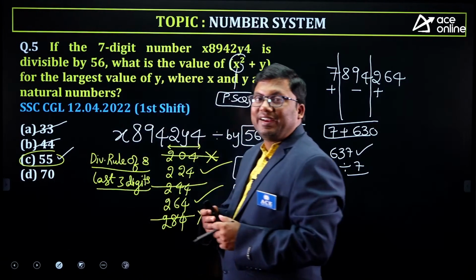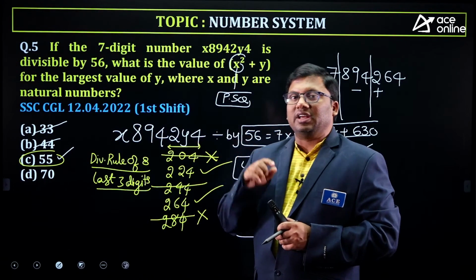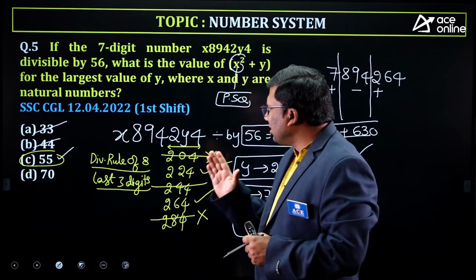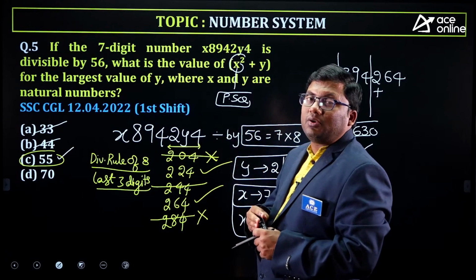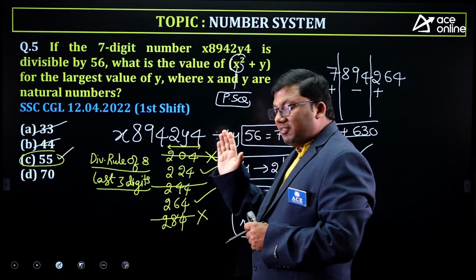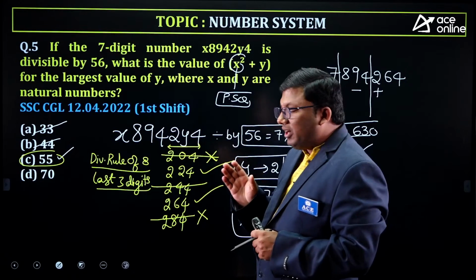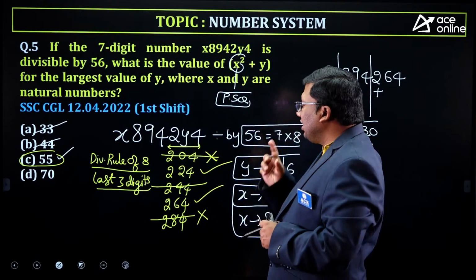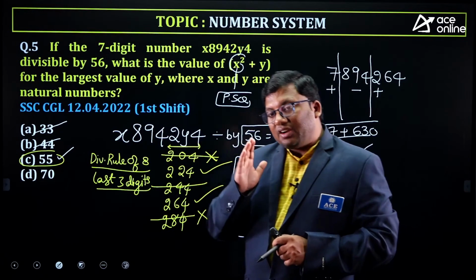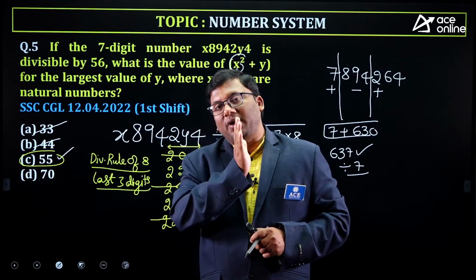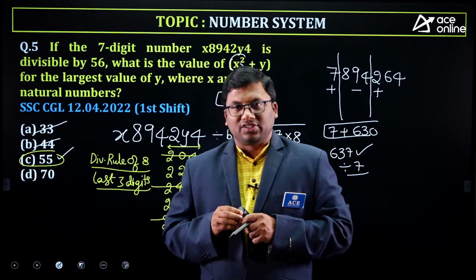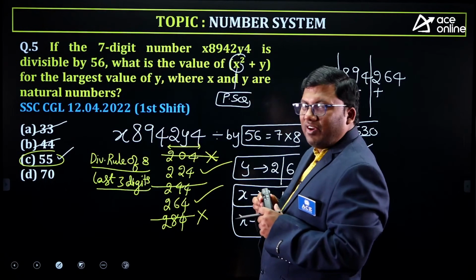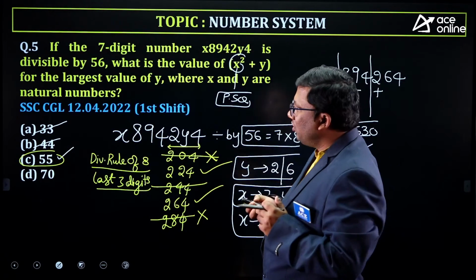I hope the idea is very clear. Two divisibility rules we have to use: the divisibility rule of 8 and the divisibility rule of 7. The divisibility rule of 8 is that the last 3 digits should be divisible by 8. The divisibility rule of 7 is to start from the right-hand side, take a group of 3 digits, and alternately plus and minus. I hope the concept is clear.